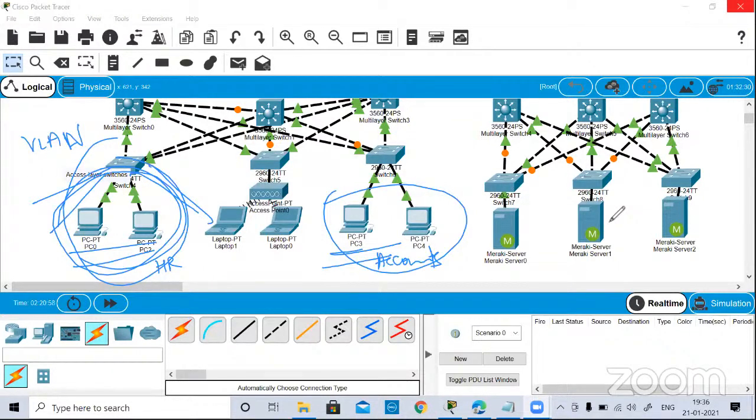Just to summarize, we just completed the spine-leaf, 2-tier and 3-tier architecture. We understood the difference between on-premises and cloud, and the difference between LAN and WAN. So tomorrow we'll start with IPv4 addressing.